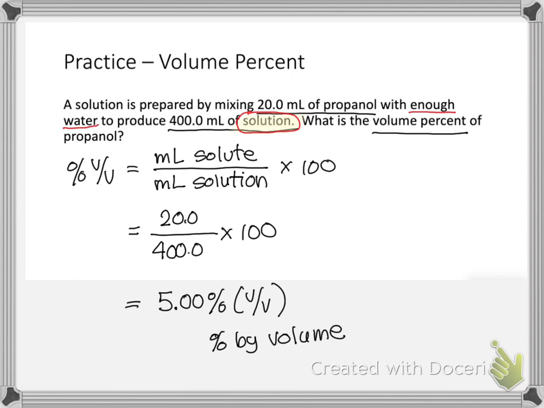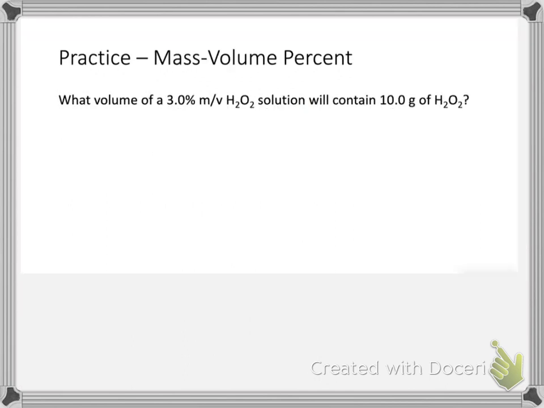Okay, so that's pretty straightforward. The difference here is they gave us the solution. We didn't have to add. And then the third equation is mass percent. So this is a little different.